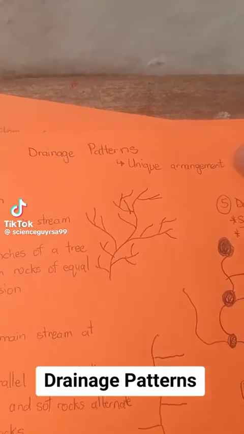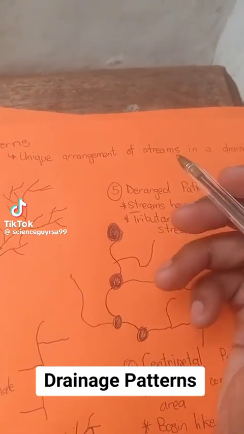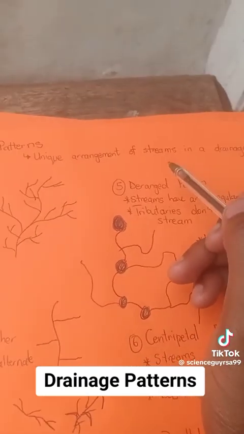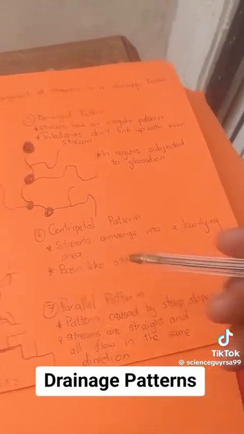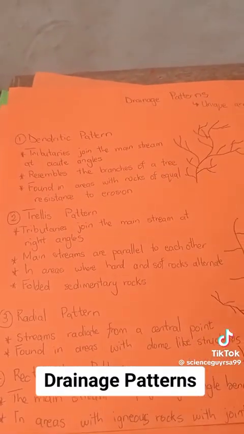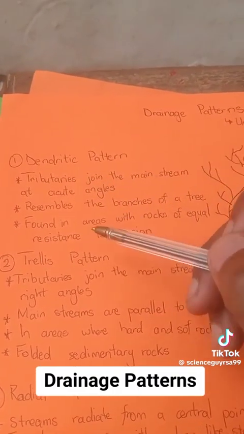Drainage patterns are an arrangement of streams in a drainage basin. So it's a unique arrangement. As you can see, they are all different. There are 7 of them, and we'll start with the first one, which is the dendritic pattern.